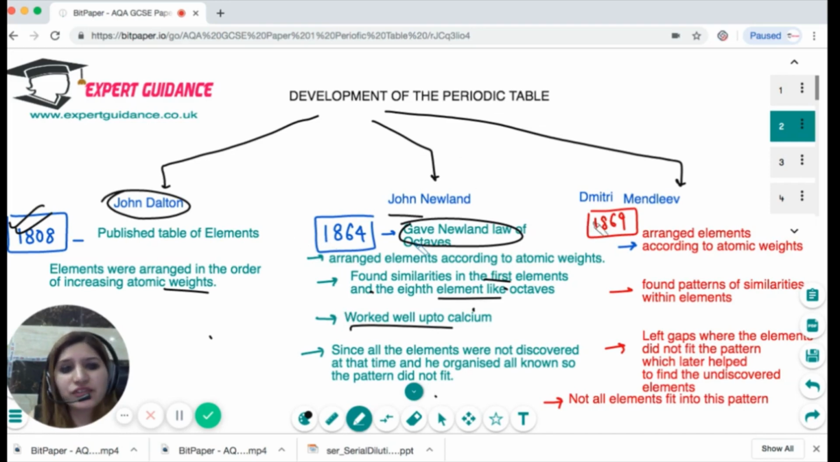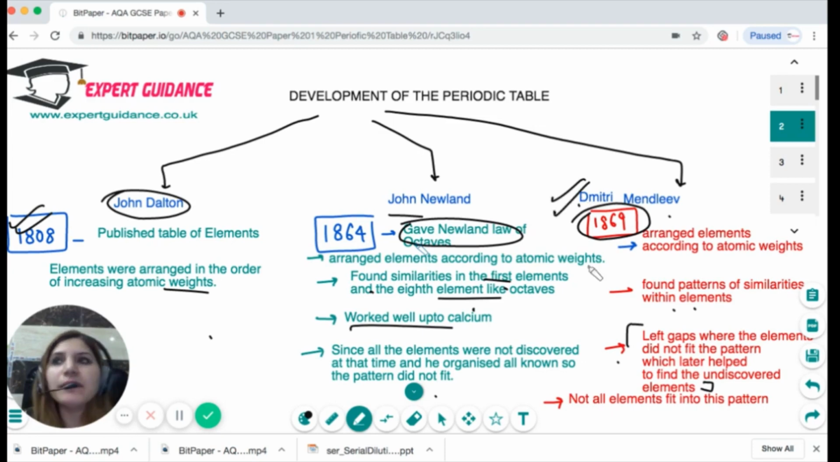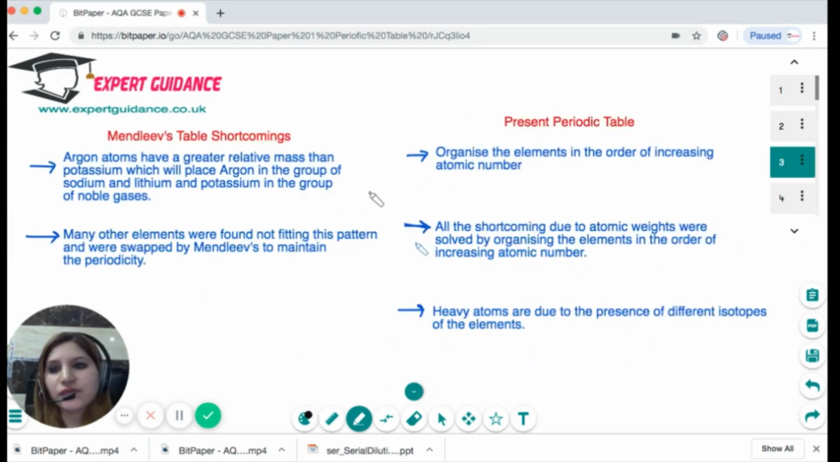Then the biggest revolution came in 1869 when a scientist called Dmitri Mendeleev also arranged the elements according to atomic weights, but he found patterns of similarities within the elements because he left gaps where the elements did not fit the pattern. In this way, he organized the similar elements in similar groups, and the gaps that were left gave us the pathway to discover new elements. Using his idea, many new elements were discovered. But again, that was not that effective because not all elements fit into that pattern.